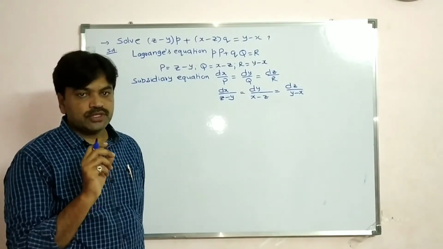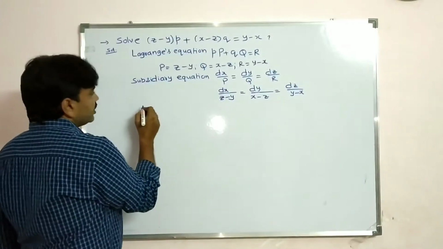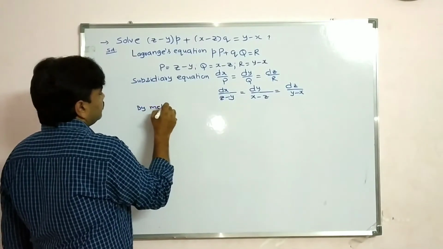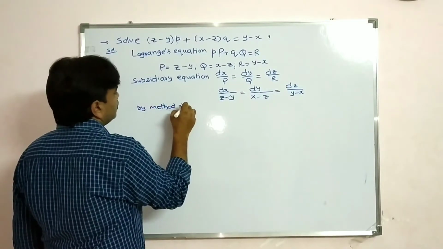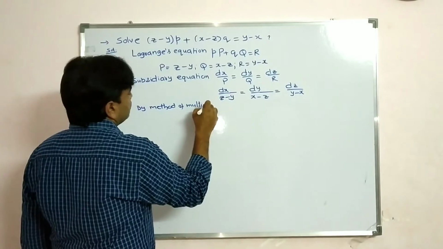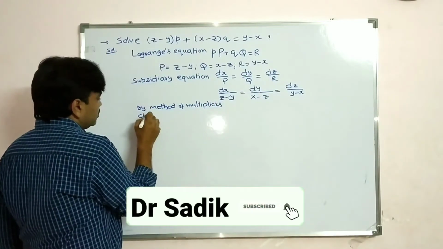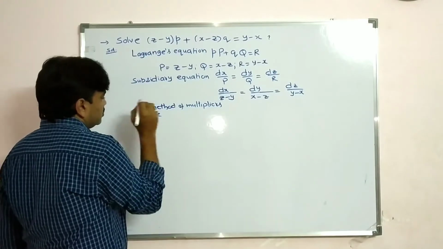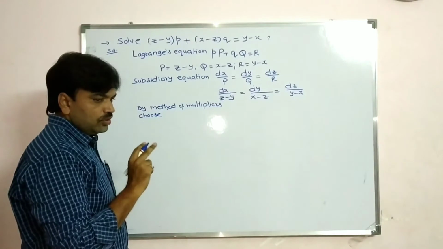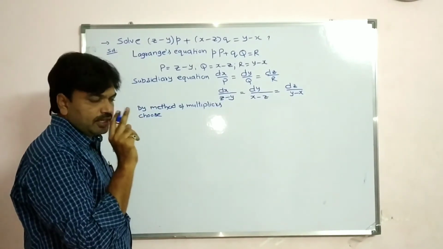What is the method of multipliers, students? By the method of multipliers, we choose l value, m value and n value.